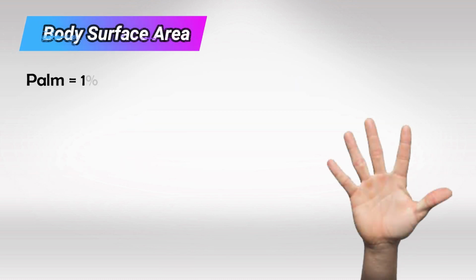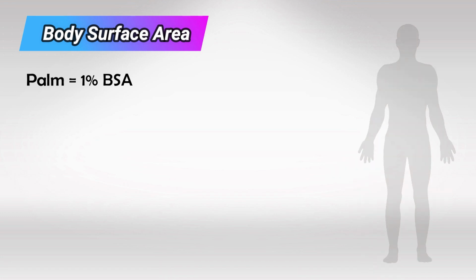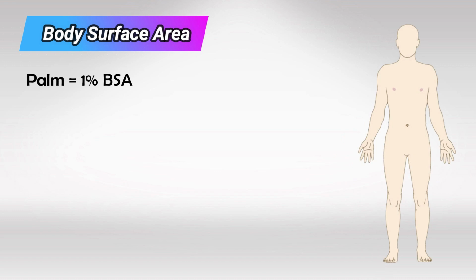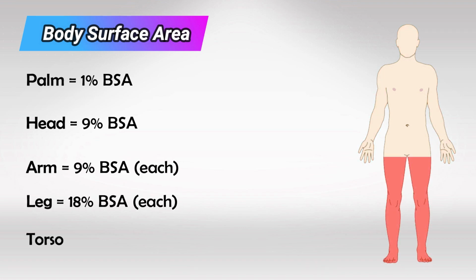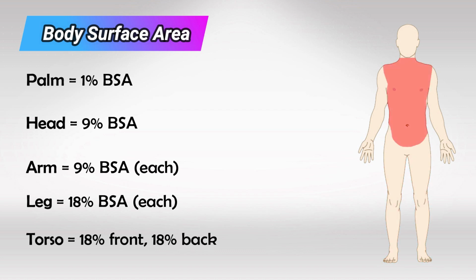To calculate the body surface area, remember that the palm of the hand is equivalent to 1%. And if we talk about the body segments, the head is 9%, each arm is 9%, each leg is 18%, the anterior torso is 18%, and the posterior torso is also 18%.